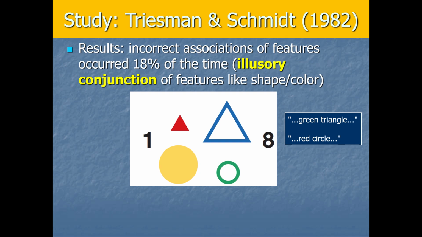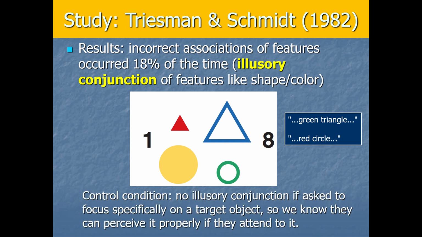And what's really cool is in a control condition, they found that there were no illusory conjunctions if the participants were able to attend to the object. So if participants were asked to focus specifically on one target object, rather than reporting the numbers first and then all four of the objects, we know that they can get it right. They'd never make any mistakes. So we know they can perceive a combined object properly if they attend to it, but not if they don't have time to attend to each thing long enough for that second stage of focused attention to combine the features together into a single bound object.